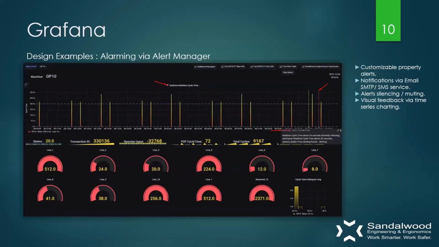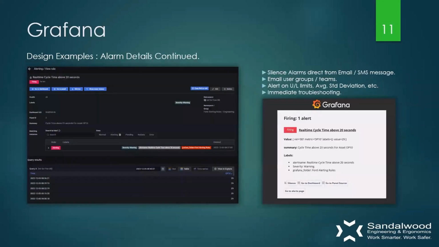Alerting is another big aspect where we can set up an alert on a property, whether it's cycle time or some sort of pressure, where you can set your hysteresis limits. With those properties, you can also set how long the alert needs to be active before it goes red and before you actually get that notification. We do have the ability to set up an SMTP or SMS service where we can be notified of the event, as I have shown here.